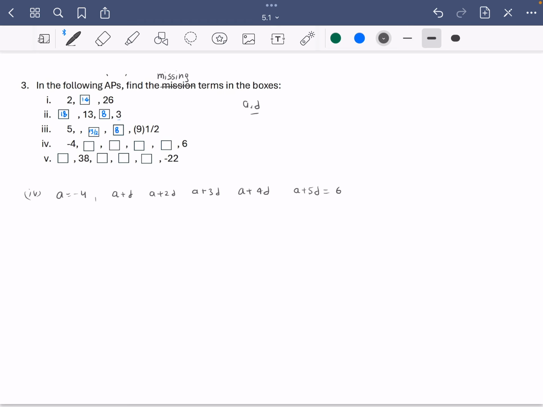So I know the value of a. I can plug it in here. That's negative 4 plus 5 times d is going to be 6. 5 times d is going to be 6 plus 4. It's going to be 10. So d is going to be 2.